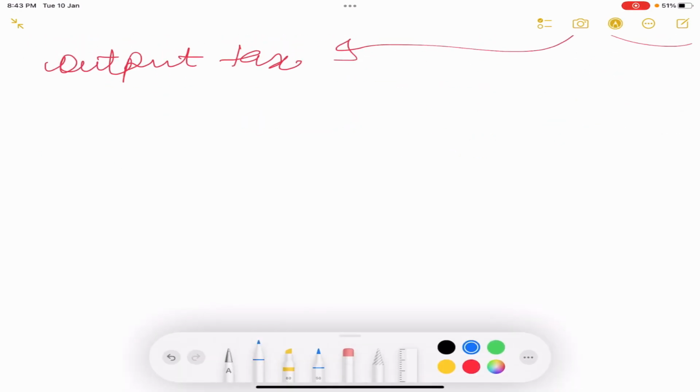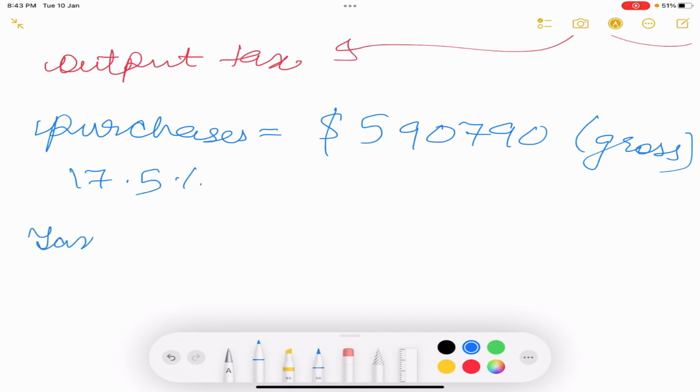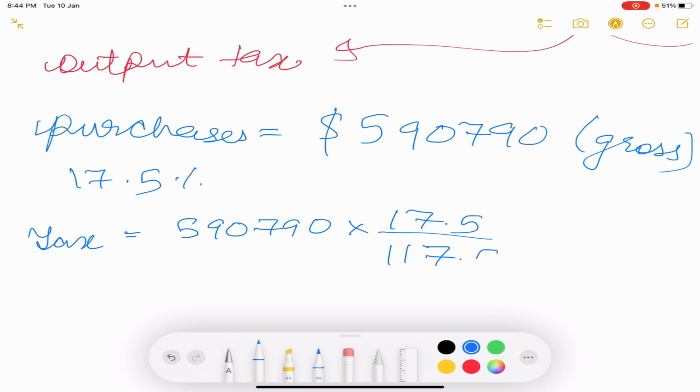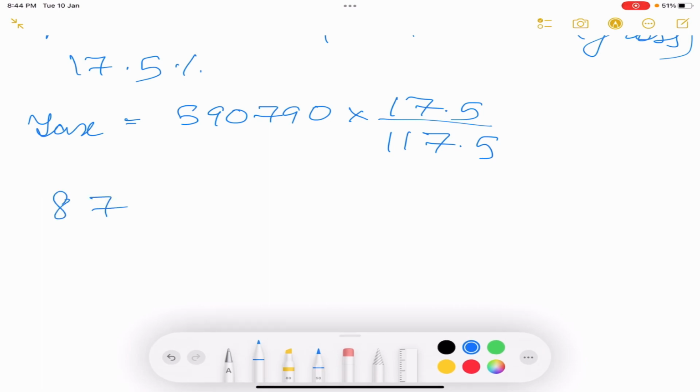The same way, how much purchases are given in the question? Go back and check the amount. Purchases are given, which is 590,790, and this is the gross value, right? Why is it gross value? Because it is inclusive of tax and the rate is 17.5%. And I hope you remember the formula. It's going to be 590,790 into rate upon 100 plus rate. Now calculate it, you will find the tax. So my tax is 87,990. So this is basically my input tax.